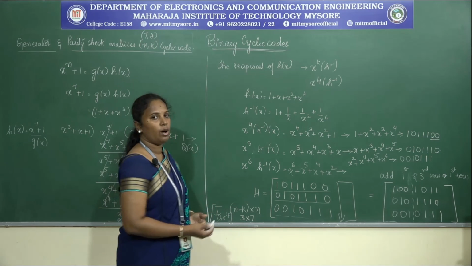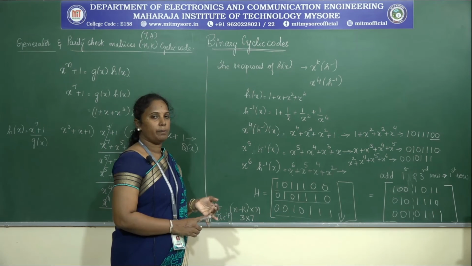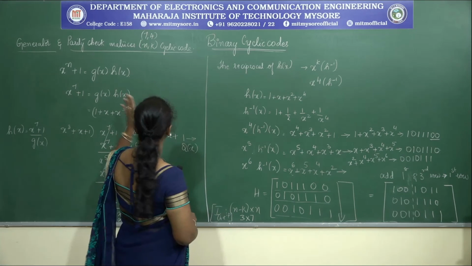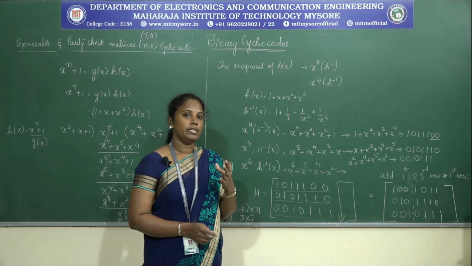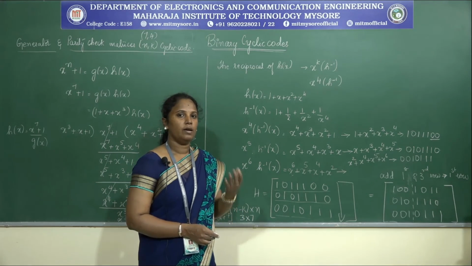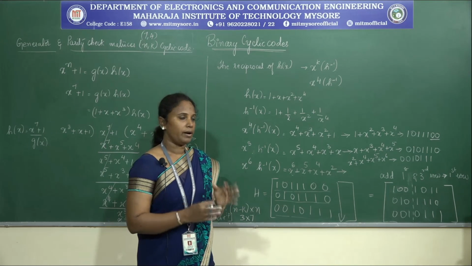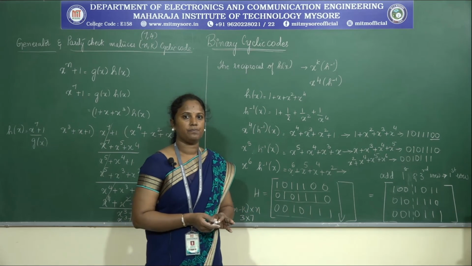So this is the procedure for how you find the generator polynomial as well as the parity check matrix if only your n comma k as well as your g of x, that is the generator polynomial, is given. From the generator polynomial you are going to calculate your generator matrix and the parity check matrix.